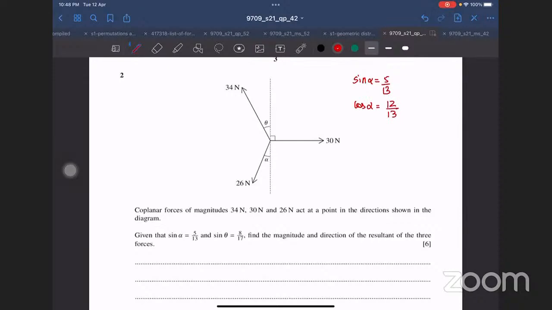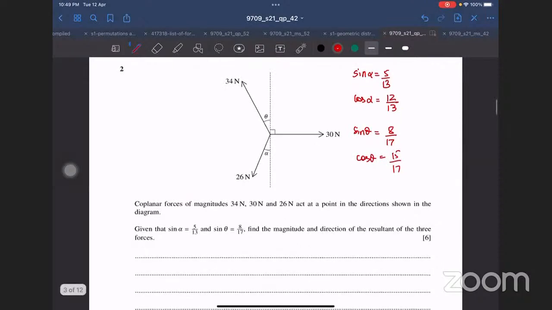I use my calculator to find alpha and then put cos of alpha on the calculator only. Similarly, I have sine of theta, which is 8 over 17. Let's quickly calculate cos of theta, which is 15 over 17. Okay. Find the magnitude and direction of the resultant of the three forces.